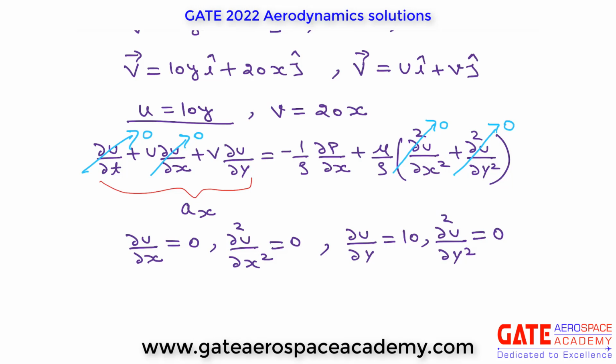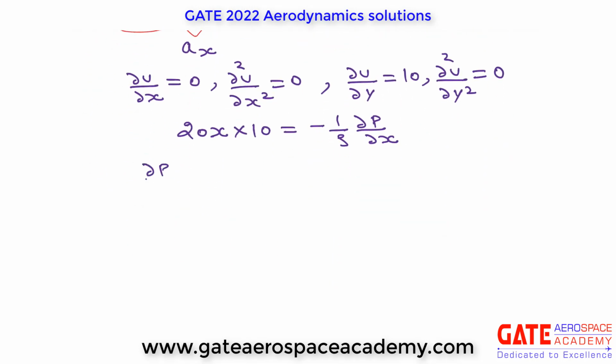So we can write this thing, v into dou u by dou y, v is 20x. So 20x into dou u by dou y, that is 10, is equal to minus 1 upon rho dou p by dou x, correct? So from here dou p by dou x is equal to minus 200 into rho into x. If we integrate this, we will get p is equal to minus 200 rho x square by 2 plus some constant.